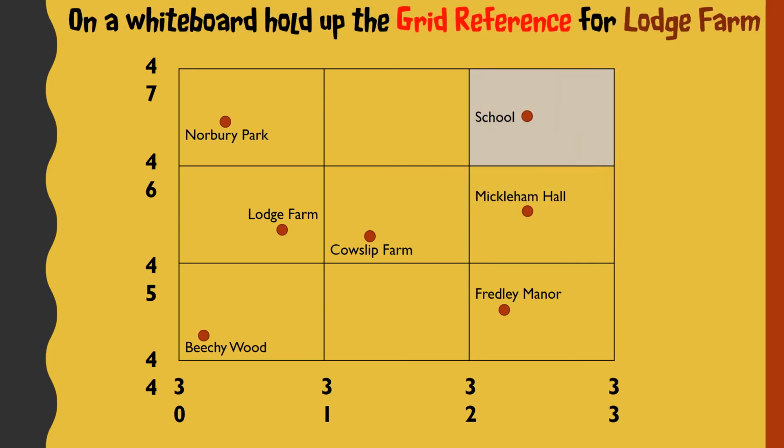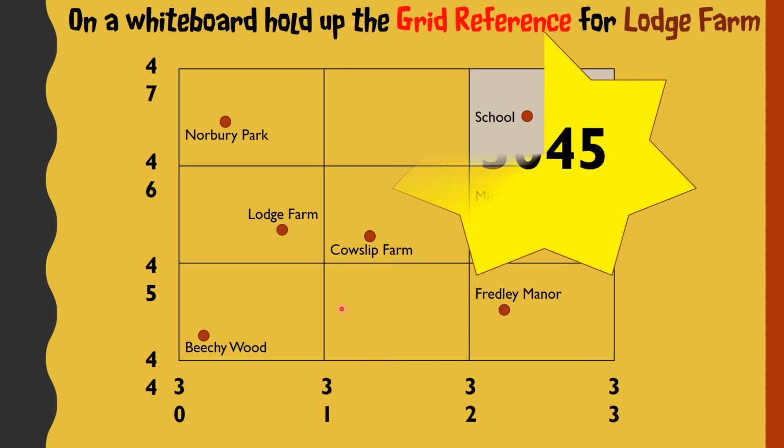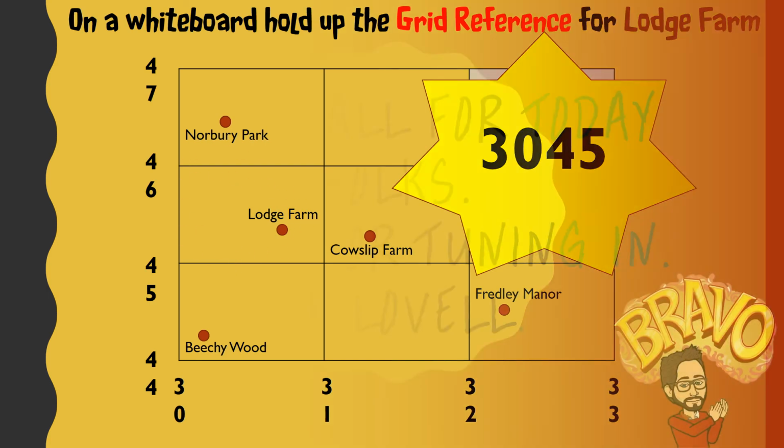And I believe this is your last one, Lodge Farm. Here, take the number on the left, and hopefully you'll remember by now the number on the bottom, along the corridor and up the stairs. And your grid reference, 3045. 30 is your number on the left, and then along your corridor, your northing is 45. So this whole square is 3045.